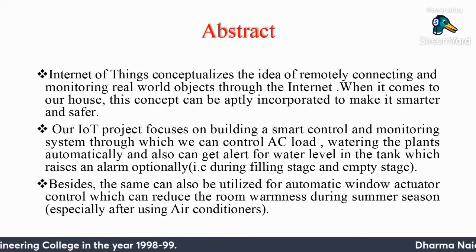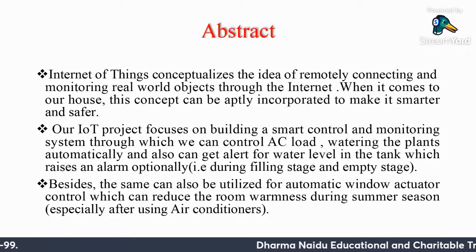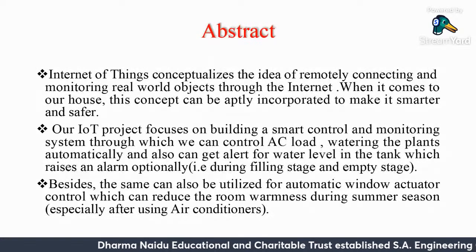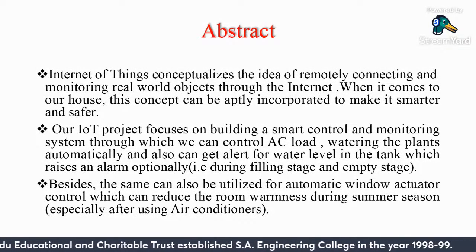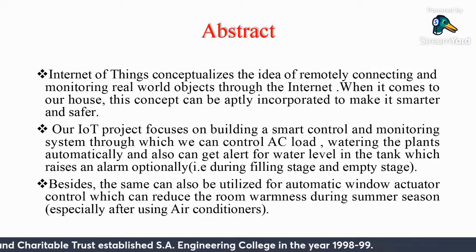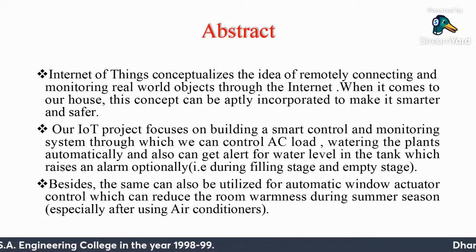And our IoT project focuses on a smart control and monitoring system through which we can control AC loads, water the plants automatically, and also get alerts for the water level in the tanks, which raises an alarm optionally. That is during the filling stage, the empty stage, and the full stage also. Filling here means above 90 percent.